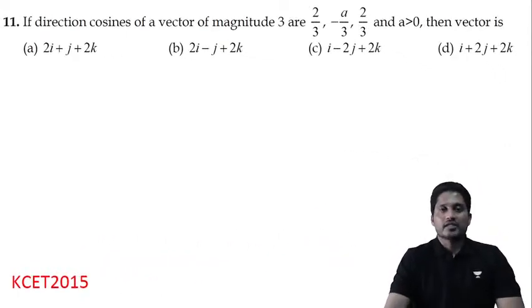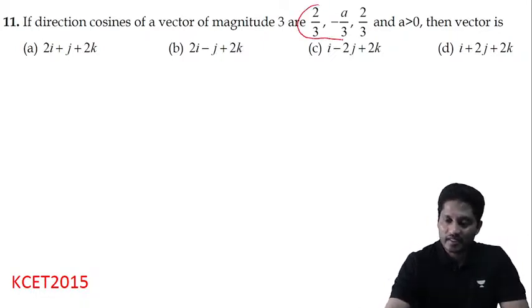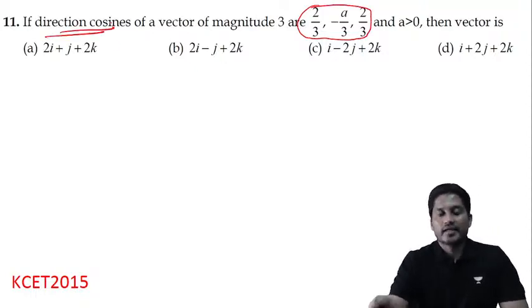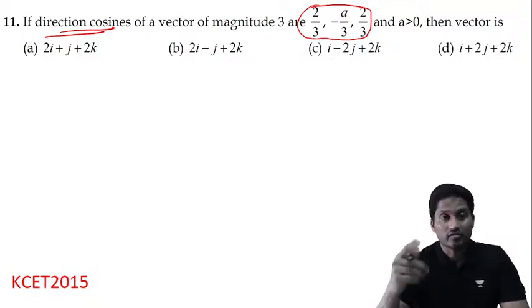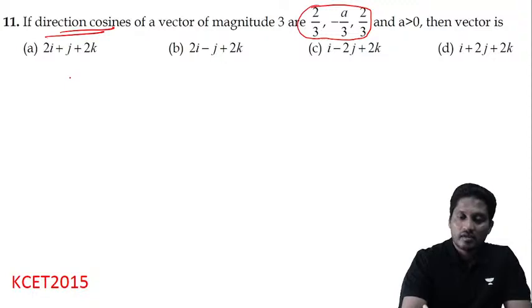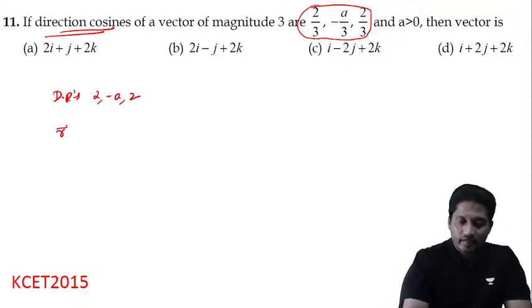The direction cosines of a vector of magnitude 3 are 2 by 3, minus a by 3, 2 by 3. So these are the DCs, sorry, direction cosines. Direction cosines are given. Direction ratios are proportional to direction cosines. Means the direction ratios will be 2, minus a, 2. Now vector r is equal to 2i minus aj plus 2k.